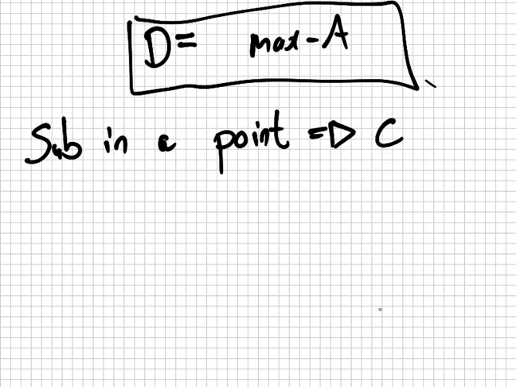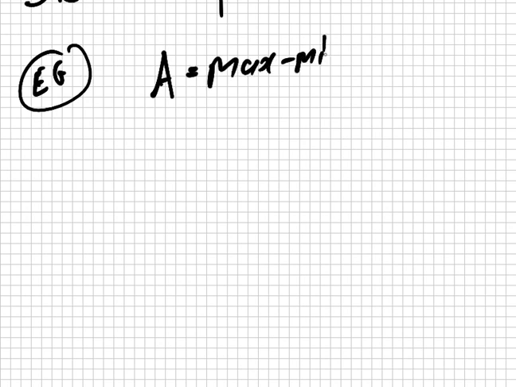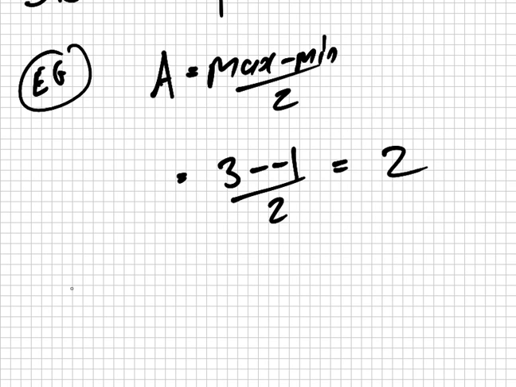Okay? So let's have a look at the first one. How can I find the A? Well, what's the formula for A? Max minus min over 2. So here it would be 3 minus 1 over 2, which is 2. Alright. What do we get next? I think it's the B, isn't it? What's the formula? 2 pi over end minus start.